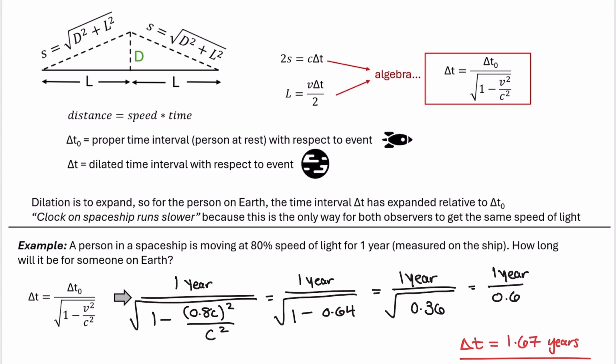So in other words, when you're moving at 80% of the speed of light for 1 year around the Earth, someone on the Earth is going to view that as 1.67 years. So in fact, it actually is a longer amount of time for the person on the Earth.